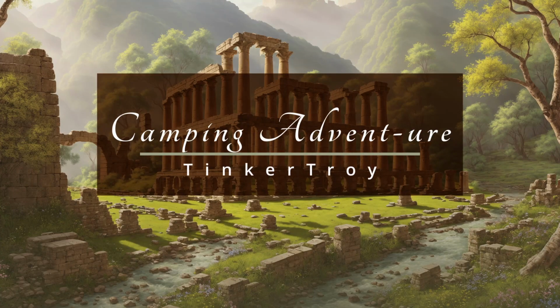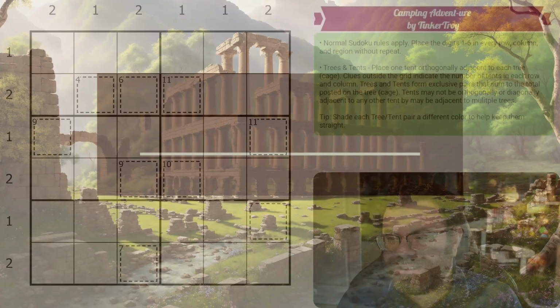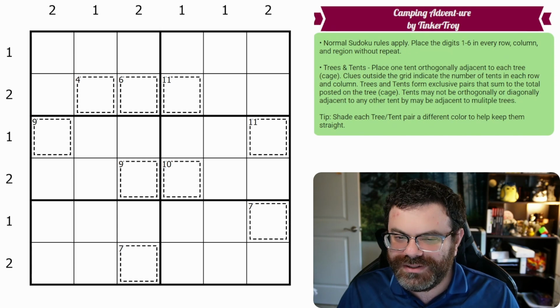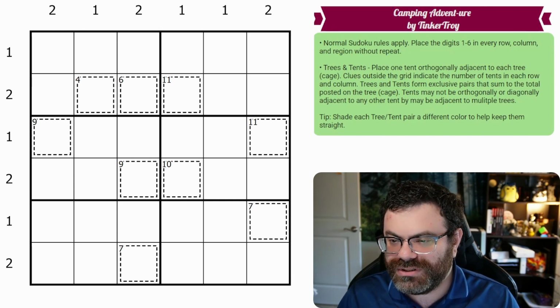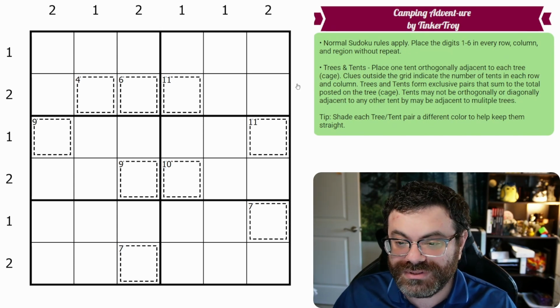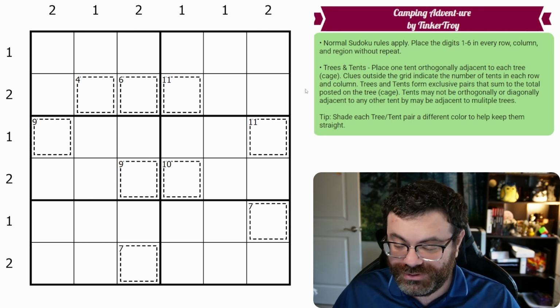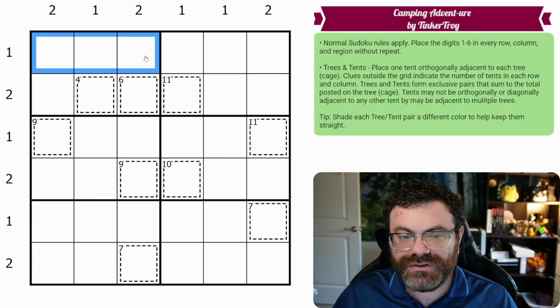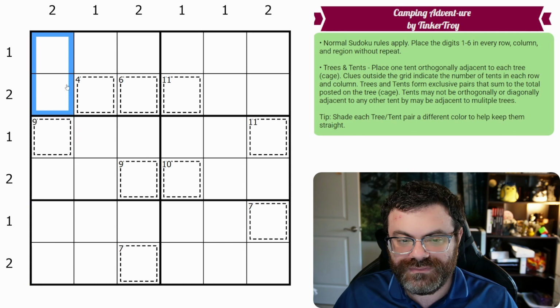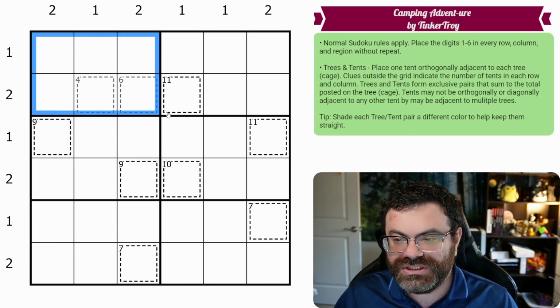Hello, let's continue our Sudoku adventure with Camping Adventure by TinkerTroy. These rules are a little bit strange, so I'm going to try to go over them slowly. I also need to learn them myself, so here we go. We do, of course, have normal Sudoku rules, so in every row, every column, and every 2x3 box, we are placing the digits 1 to 6 exactly once each.